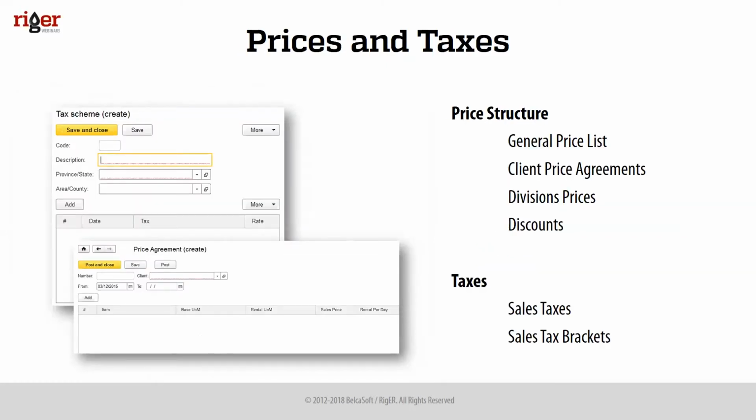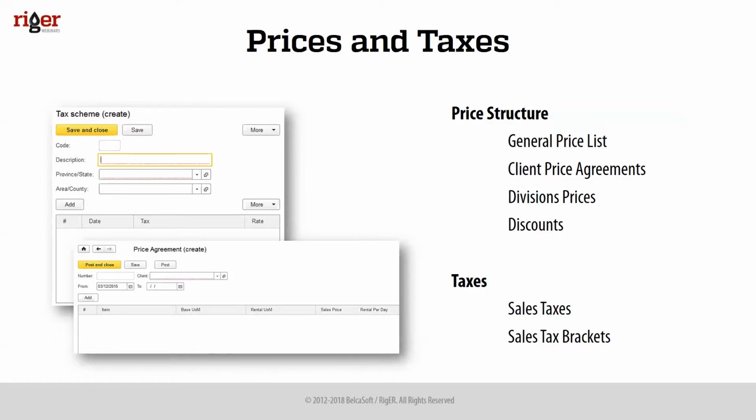Another point, we need to enter prices and taxes. It's very important in US, the sales tax. It's not really a big deal in Canada because in Canada, we have the province tax. In US, there are lots of different taxes and tax brackets. In terms of price, we have a very robust and wide price management system in RigER.